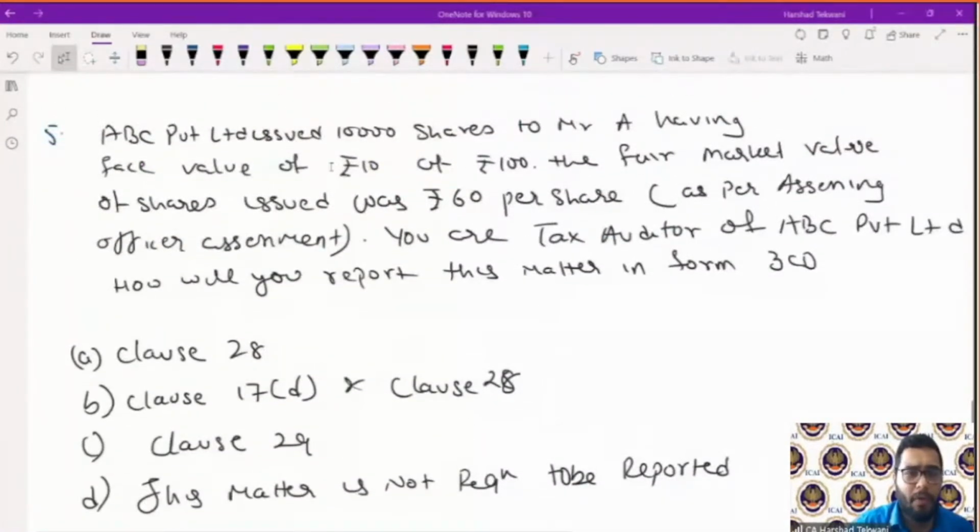So, face value was 10, shares were issued at rupees 100. Now the fair market value is rupees 60. So where it will be reported? Come on, guys. We have a lot more questions to cover. I'm just waiting for your answer.